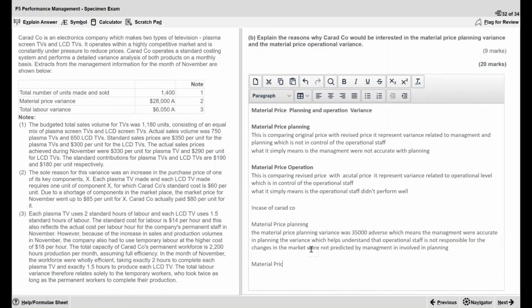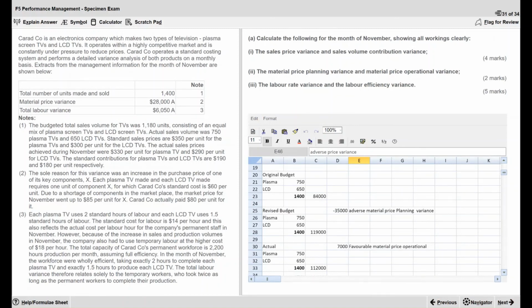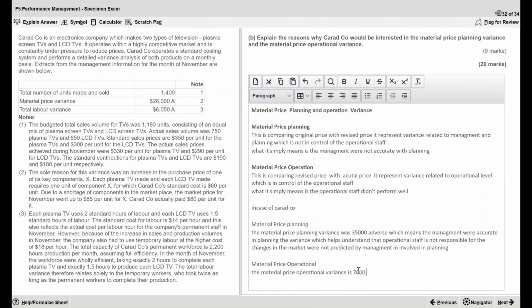Material price operational variance is $7,000 favorable, which means that material is purchased at lower price than the market price.